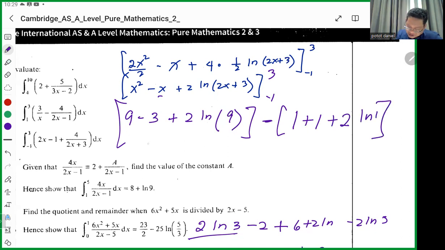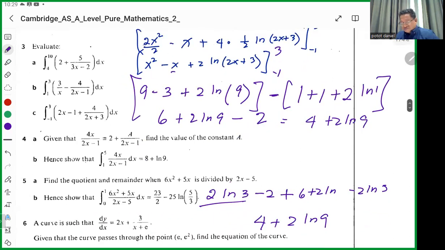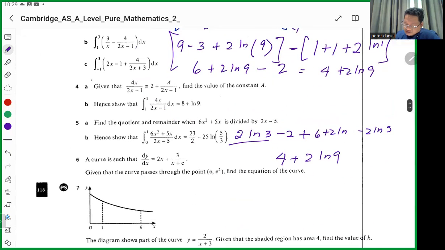So therefore, this is 6 plus 2 ln 9 minus 1 plus 1 is 2. That is 0 minus 2. So therefore, this one will give you 4 plus 2 ln 9. Okay, so which turns out to be the same.